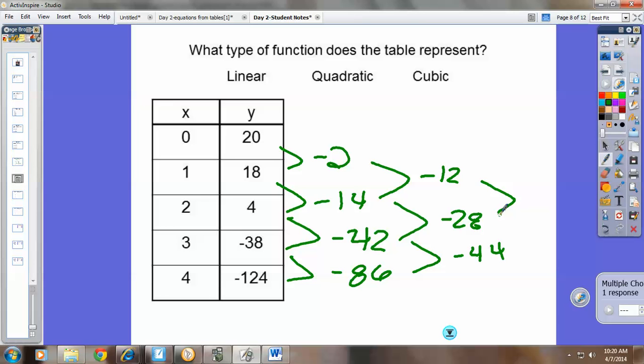Look at your third difference. -28 minus -12, -16. And -44 minus a negative 28? Negative 16 also. The third difference is the same, so it tells me that it is cubic. Please fix it on your notes if you did miss something. Have some good references to look back on. Don't leave them as incorrect.